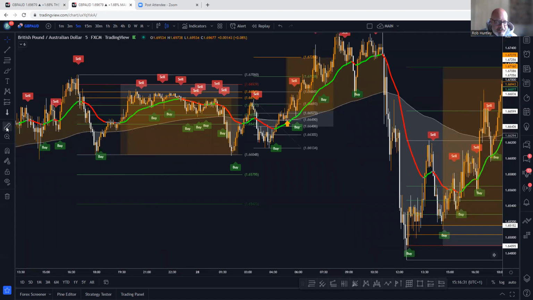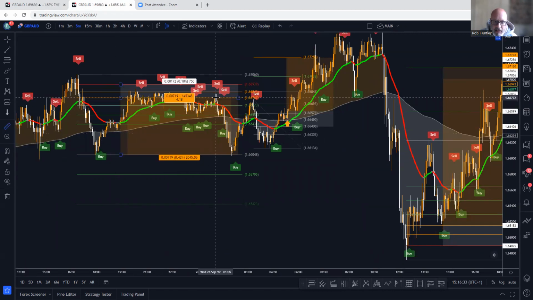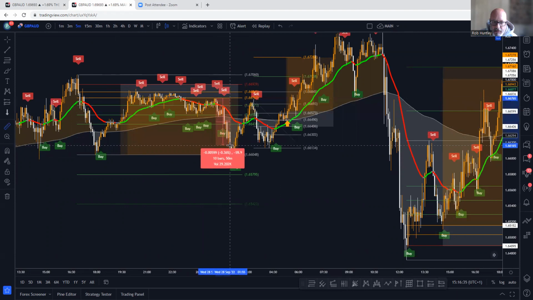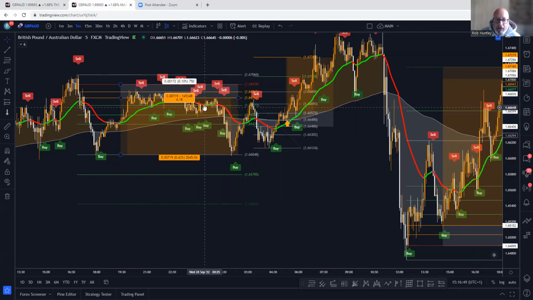Can't remember for the life of me how many pips that was now. I think it was about 60 or 70 pips, but I think the target was 70. Yeah, there we go. 70 was the target, and I think it took me out about 60 odd pips on that. So that was that move there.